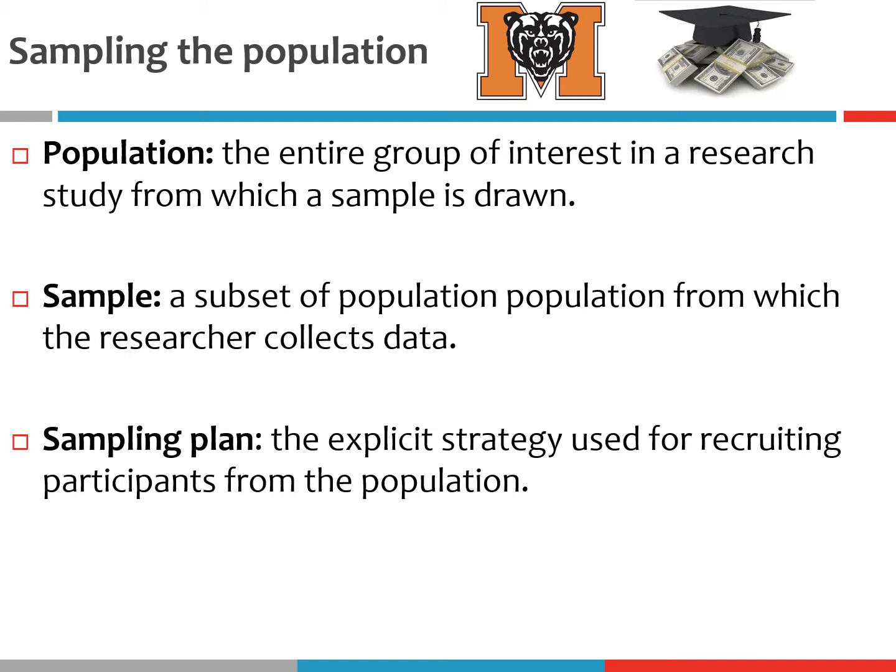So in order to do that, in order to extrapolate on the basis of a sample, what the population's views are, we need to develop what's called a sampling plan, right? Because the sampling plan is going to determine how accurate those inferences based on the sample are, right? So a sampling plan is the explicit strategy used for recruiting participants from the population, okay?